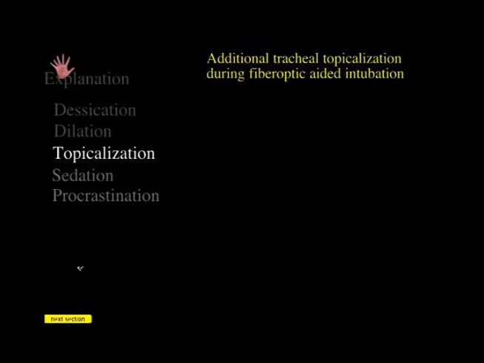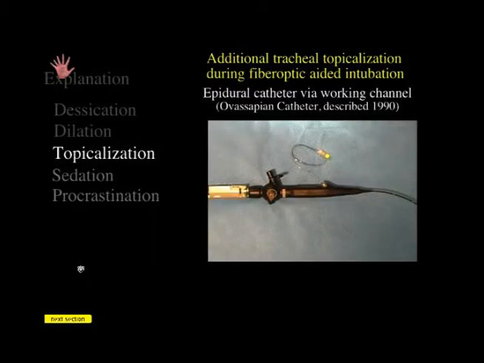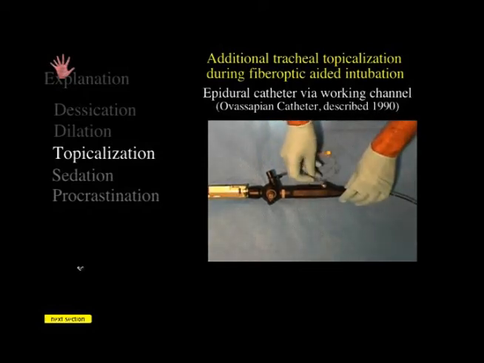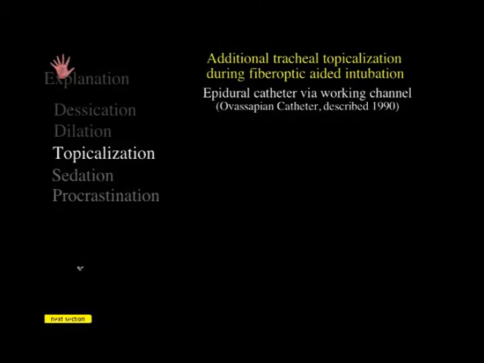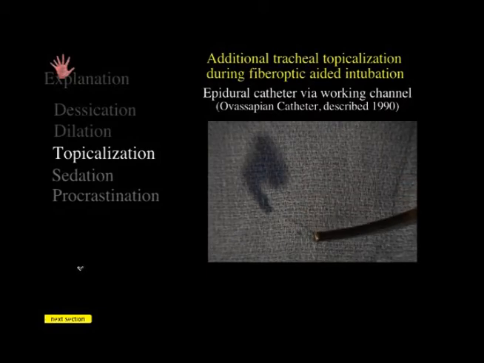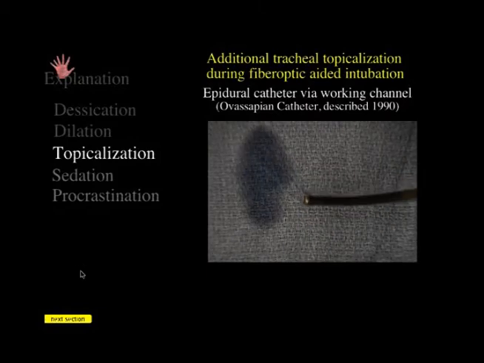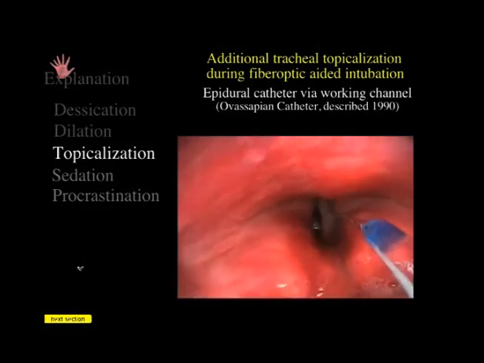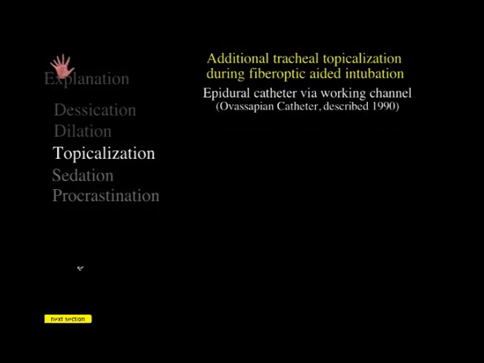Another technique, if I'm using a fibroscope, something I like doing is called the Ovassapian catheter. You'll notice that's the second time I've used the name Ovassapian today. Andy Ovassapian is one of the fathers of difficult intubation in the United States. So I'm putting an epidural catheter into the working channel of the fibroscope. So it comes out the end, and it's a way for me to deliver local anesthetic. The advantage of this is that I can actually see the whole larynx, and I can deliver local anesthetic exactly where I want to deliver it. It's a nice little technique.